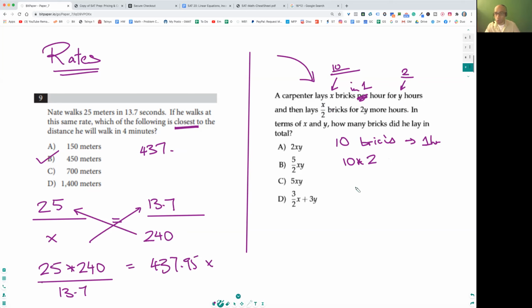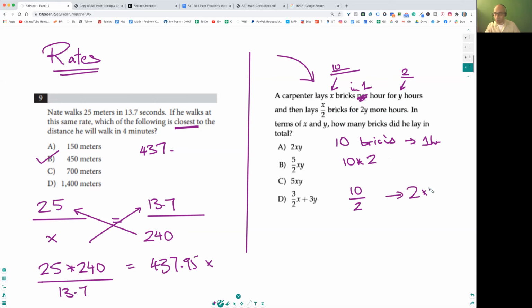x over 2. So what do? X over 2 is just 5, but write it as 10 over 2 right now. Don't do any calculation, okay? And then for 2y more hours, that means you've got this guy, right, in 2y.